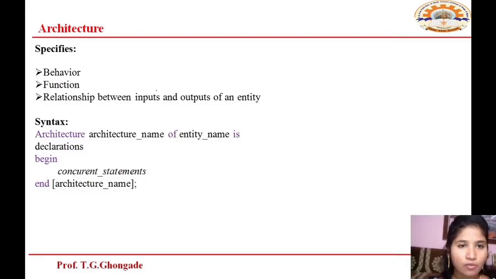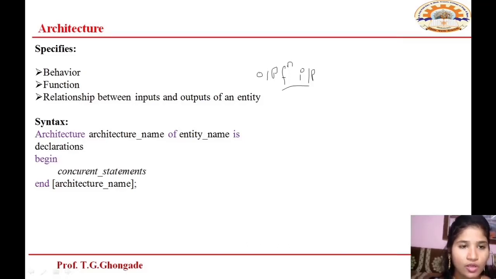The major function of the architecture of a VHDL model design is to specify the behavior of your design, that is how your design will work or what your design will do, and also how your outputs will vary with respect to your input, because we know that output is a function of your input. So architecture basically specifies 3 points: behavior, function and relationship between inputs and outputs of an entity.